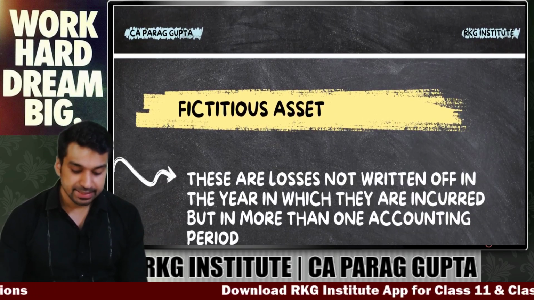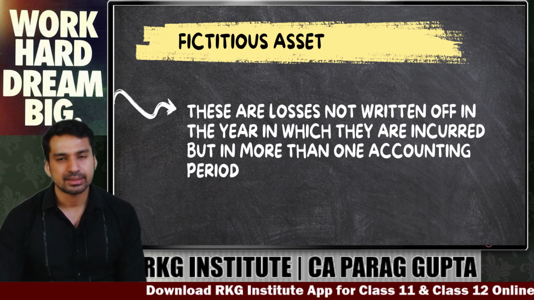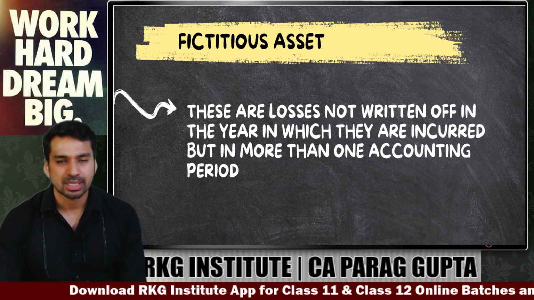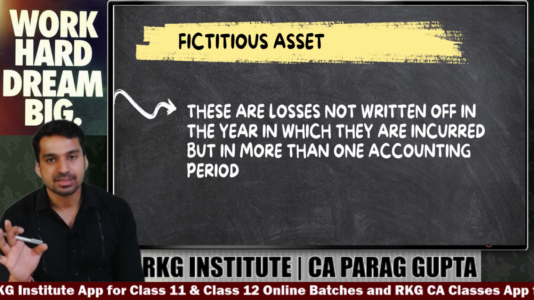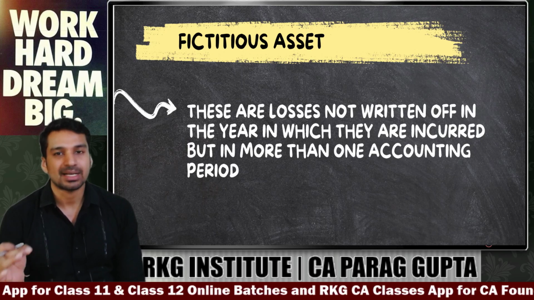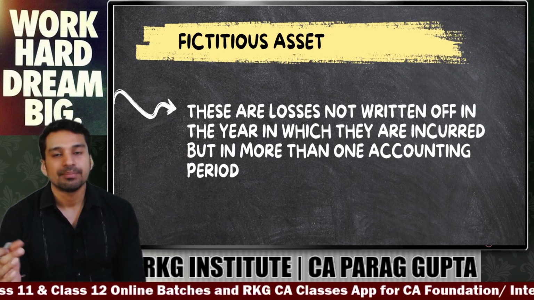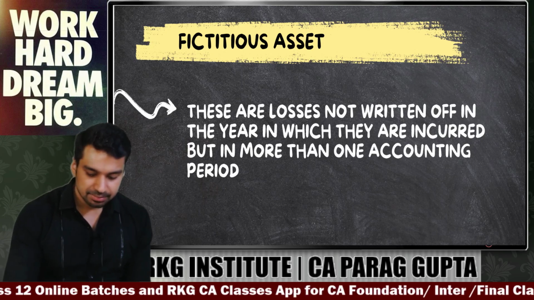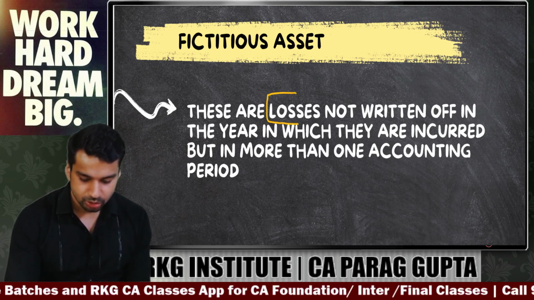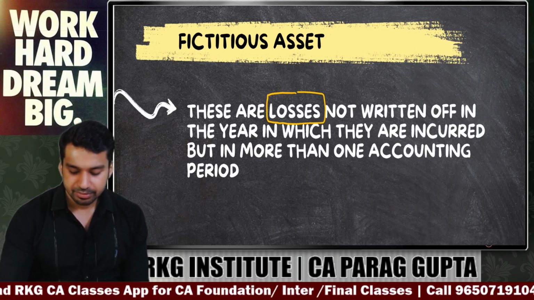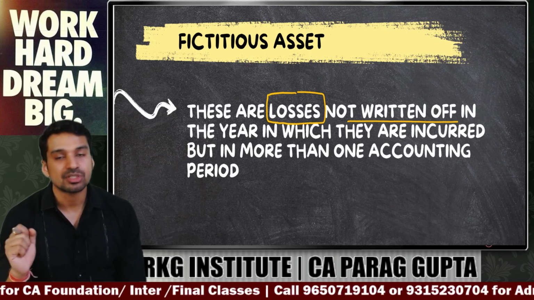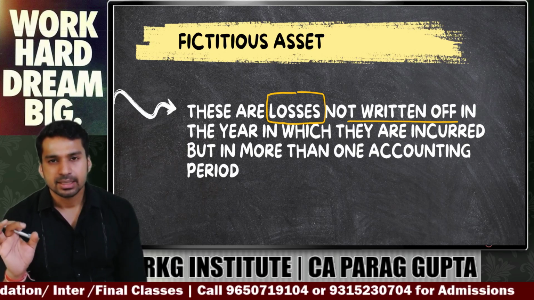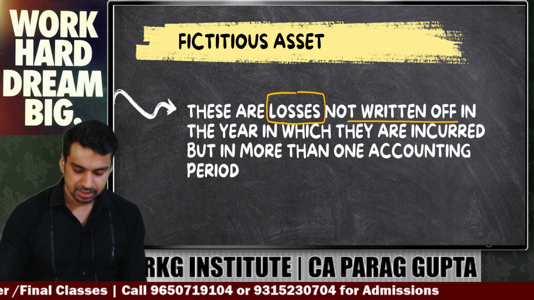Now the third category is fictitious asset. Like I had said, these are imaginary assets and not so relevant. So don't dive too much into the definition of fictitious asset. Let's keep it very simple. These are imaginary assets. But what are they? They are basically some kind of losses, or you can say expenses, which we have not written off in the year in which they occurred. Let me give you a brief example about this.